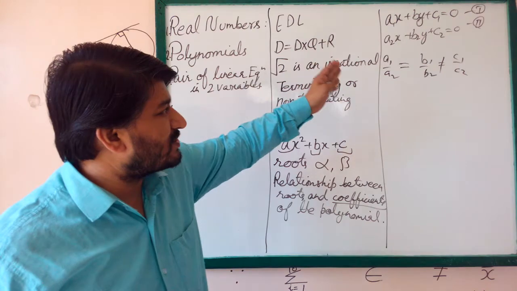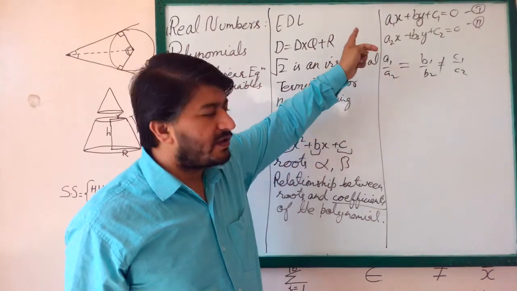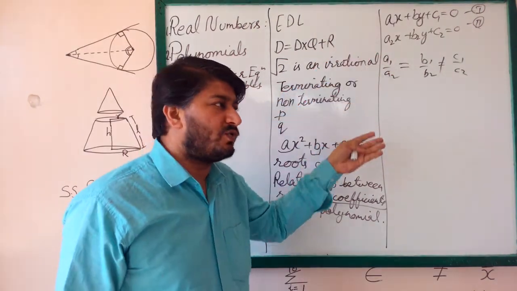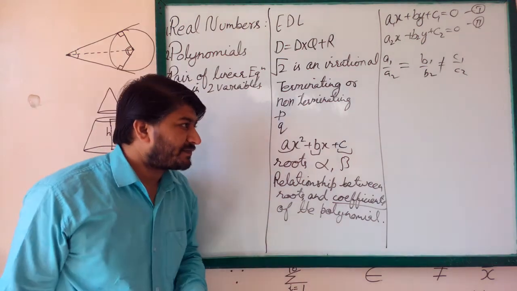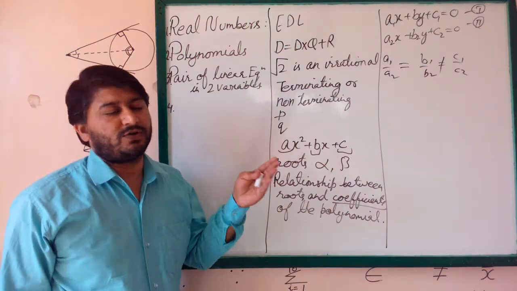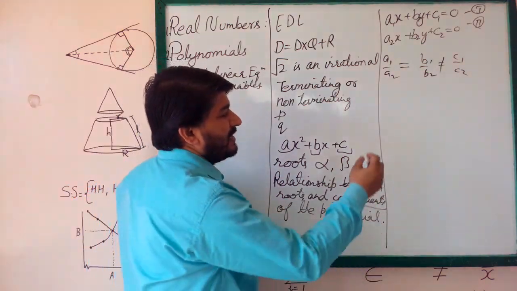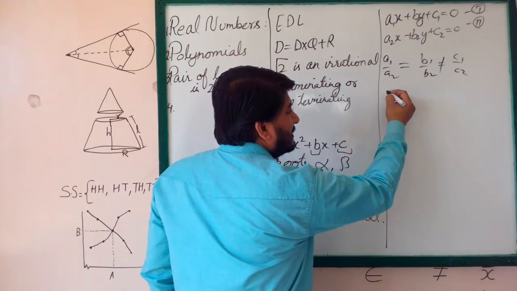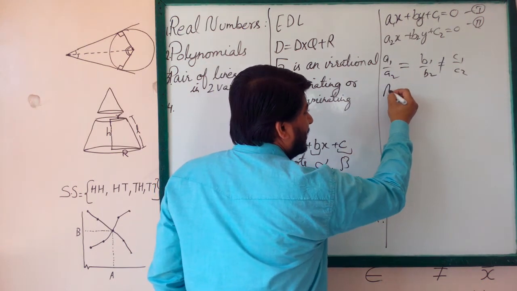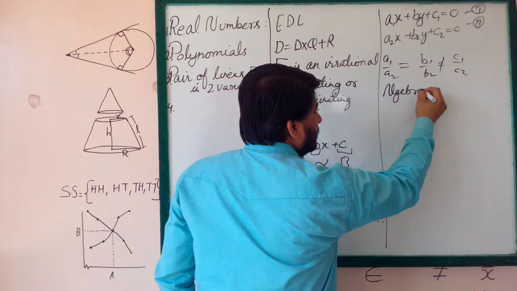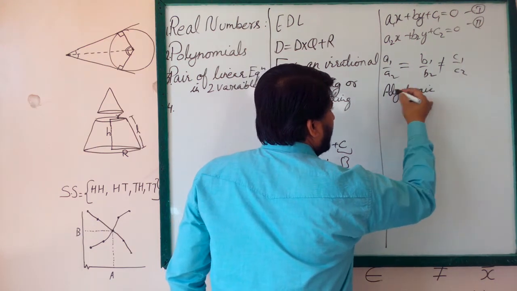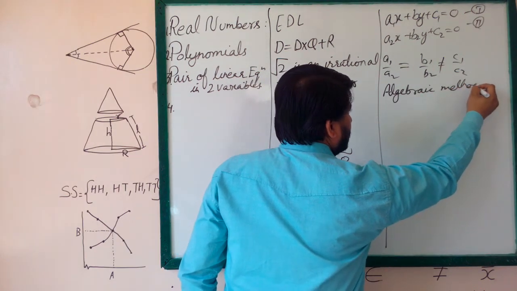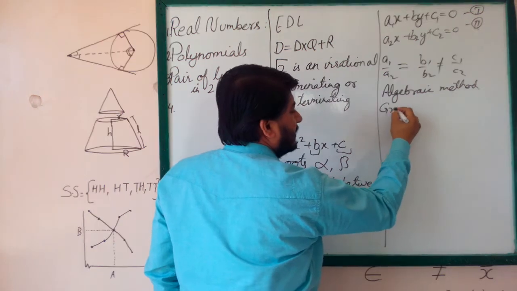Depending on the conditions of the coefficients of the given two equations, you will be finding the nature of the roots, and also you will be learning the methods of solving this pair of linear equations in two variables. There are two methods. The first one is algebraic method, and the second one is graphical.